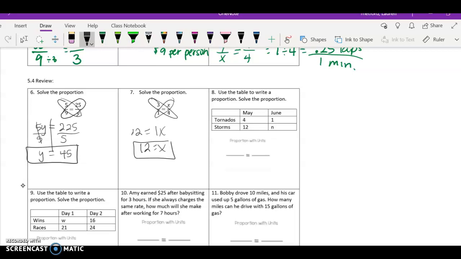For a table, it's the same thing, just think of it as a fraction bar here. So I have 4 over 12 equals 1 over n. Cross multiply, I get 4n equals 12, because that's 1 times 12. Divide by 4 on both sides. I get n equals 3.